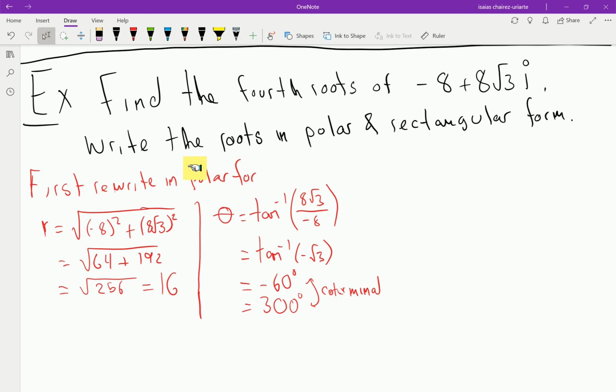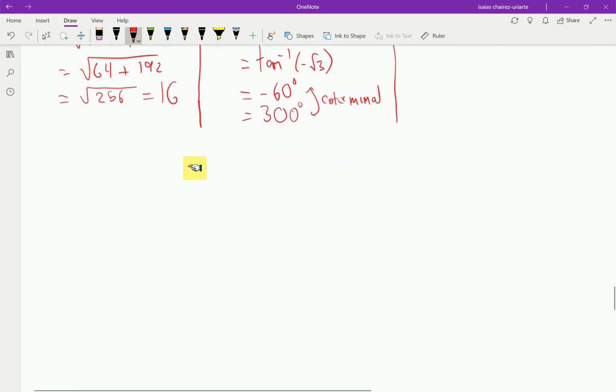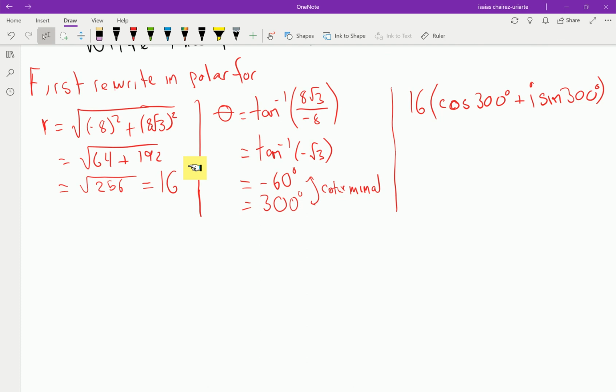Alright, so then the polar form goes something along the lines of this: 16 cosine of 300 plus i sine of 300. Yeah? Okay, so we've done that. We haven't even taken any roots yet. We haven't taken any roots.